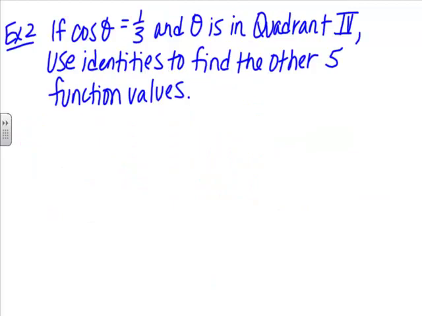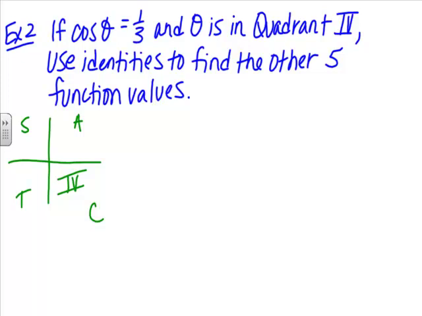So let's put one to work here. Or actually, put more than one to work. If the cosine of theta is a third and theta is in quadrant 4, use identities to find the other 5 function values. This whole thing about what quadrant we're in, remember, is just so that we make sure we put the right sign. So, all students talk constantly, and we are going to be hanging out in quadrant 4. So basically, cosine is going to be the only thing that's positive.